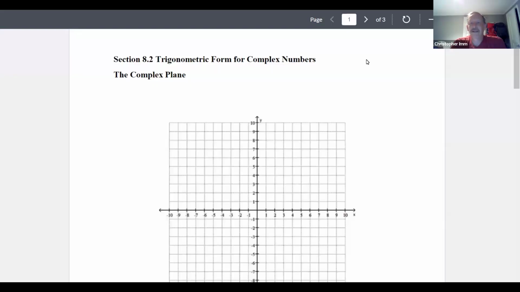Hello. In this video, we're going to be looking at trig form for complex numbers and the complex plane. So this is a really interesting concept. We can actually plot these complex numbers on the complex plane. So this is how we do it.